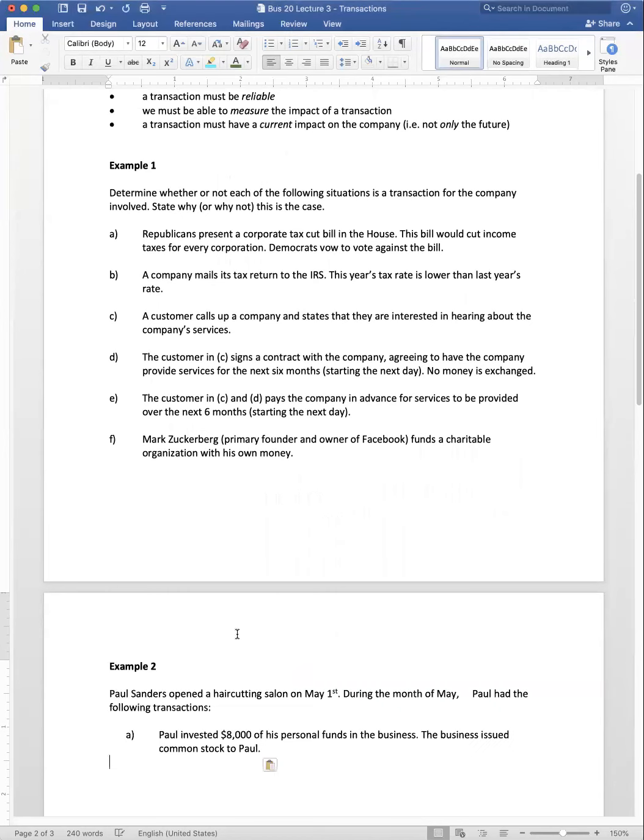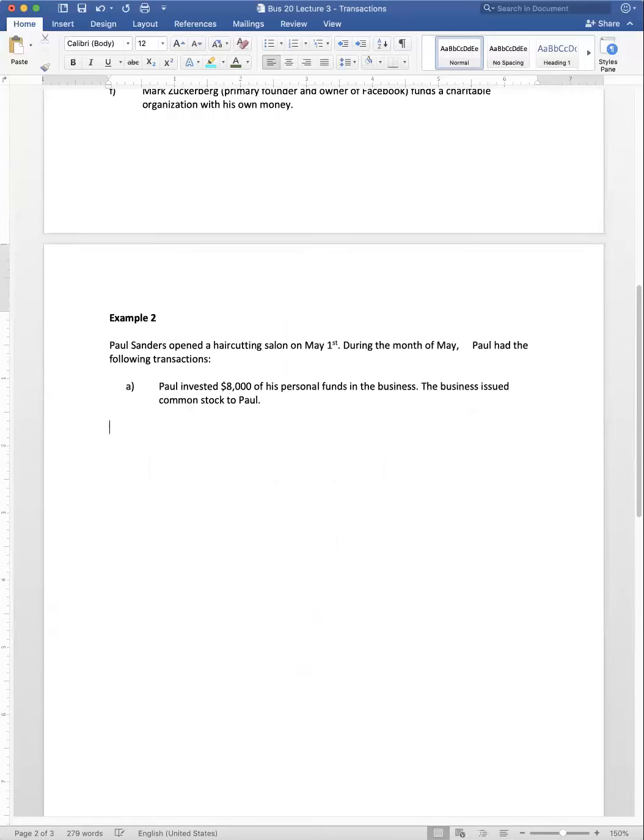Okay, so example 2. Paul Sanders opened a haircutting salon on May 1st. During the month of May, Paul had the following transactions. A, Paul invested $8,000 of his personal funds in the business. The business issued common stock to Paul. So what's involved in this? Now remember, there always have to be at least 2 things, but it's okay to identify them one at a time. All right, so Paul is investing his funds in the business.